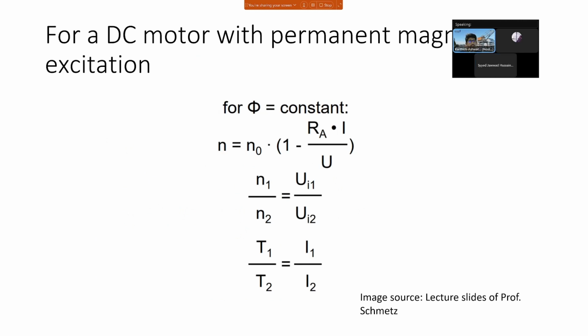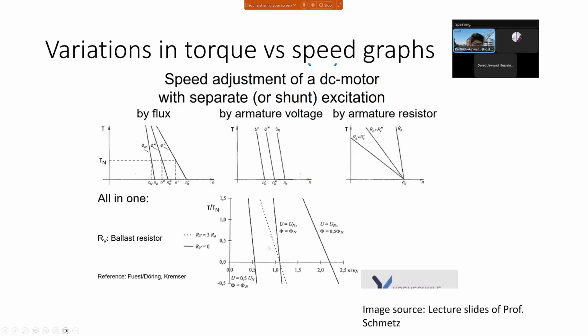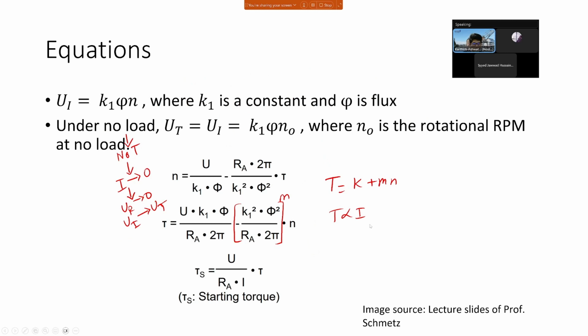Permanent magnet excitation is one of the cases. It just means phi is constant. So the K and phi terms are removed from the equations, and then the equation is simpler. But torque being proportional to current is always true, even for a motor with shunt excitation. Torque is proportional to current.